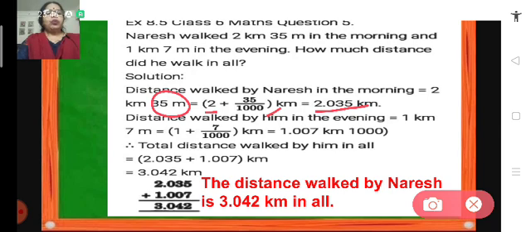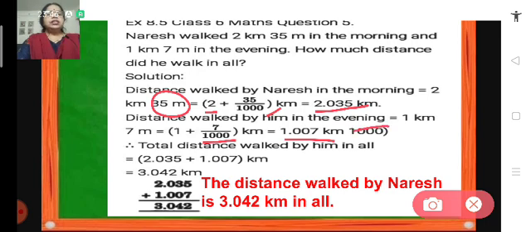That means it is 1 plus 7 upon 1000. Okay, meters we have converted into kilometers. So, it is 1.007 kilometers, isn't it? So, the distance walked by him in the evening is 1.007 kilometers. You do not have to write this 1000 here.